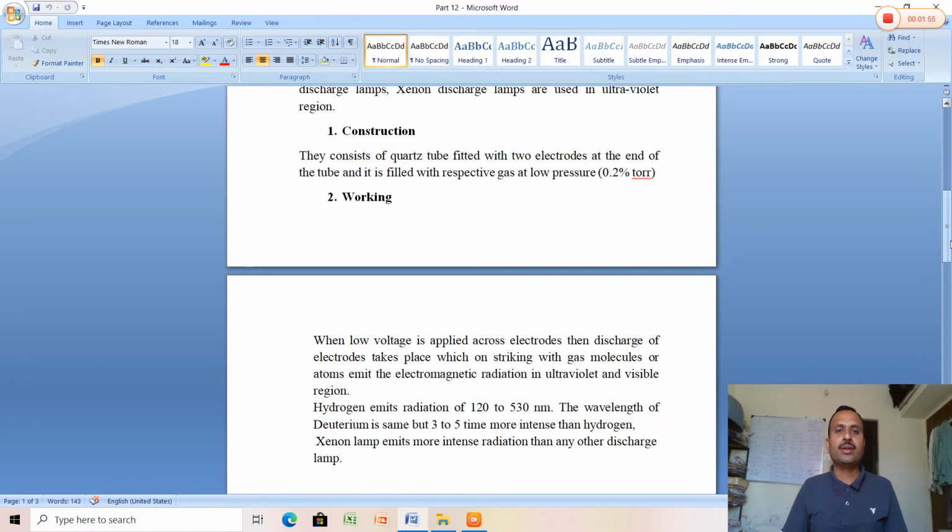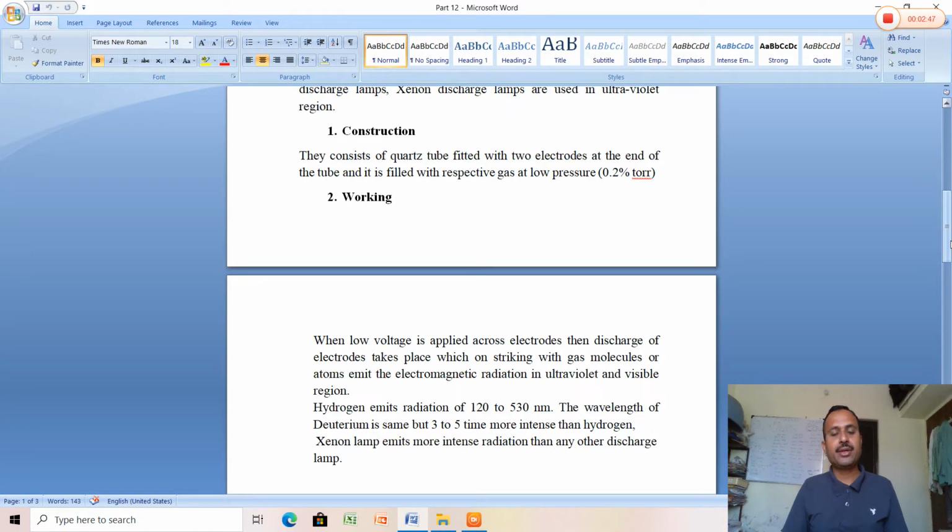Now here, any type of discharge lamp is employed, and 2 electrodes are placed at the bottom of the quartz tube. It is most important that if a xenon lamp is used, then the gas must be xenon gas. If we use a hydrogen discharge lamp, then the quartz tube should be filled with hydrogen gas. If we use a deuterium discharge lamp, then we fill the quartz tube with deuterium gas. These are the specifications related to any type of discharge lamp.